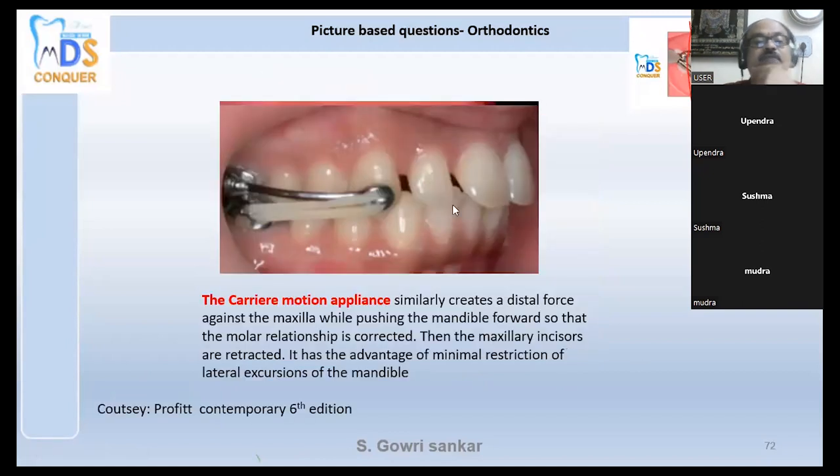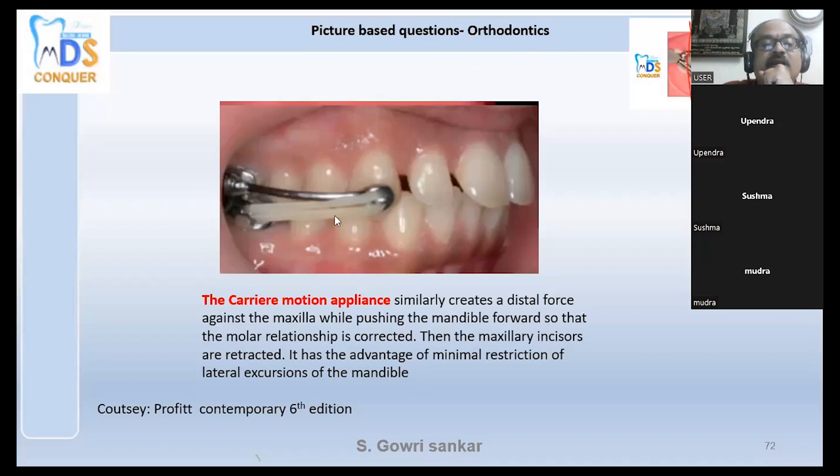So this is another appliance which uses elastics. Simple appliance, it is called the Carrier Motion appliance. You see the attachment of elastics, clasp to elastics, pulling the mandible, extra oral appliances, just one hook is there. This is given in the textbook, that's why I got a doubt and I created this slide.